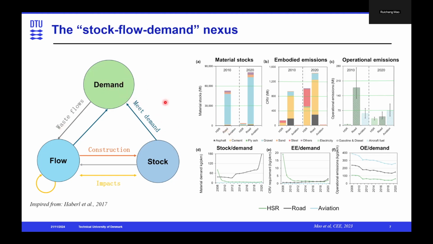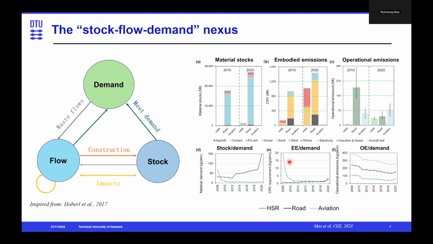So that is why we rebuilt a little bit on the stock, flow, and demand nexus and made a paper here comparing high-speed railway, road, and aviation systems. We can see the stock per demand is decreasing in high-speed railway but increasing a little bit for the road. So that's to say, if the road demand is decreasing, we may not build any more roads, especially expressways in China.